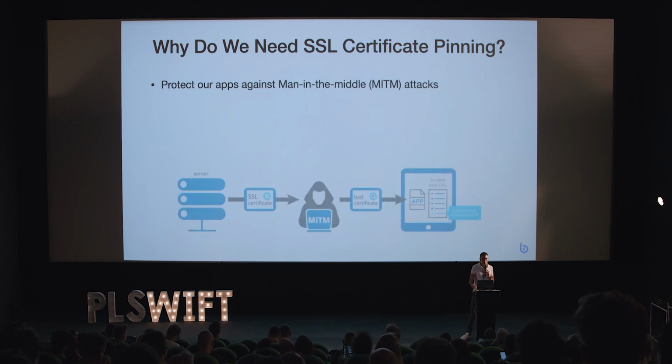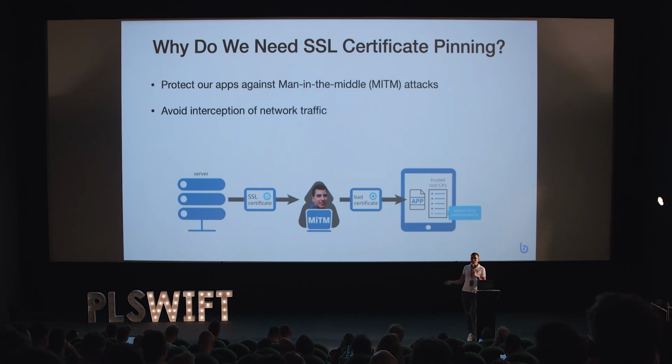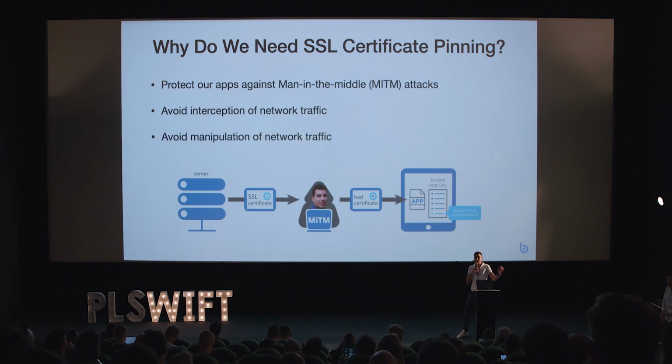So how does this process work? Usually you have a server. The server sends an SSL certificate, and then there is a bad guy, like the one in the picture, that sends a bad certificate to the client, and you can do several things with it. You can basically avoid, using SSL pinning, the interception of the network traffic, or the manipulation of the data that you receive in the app itself.